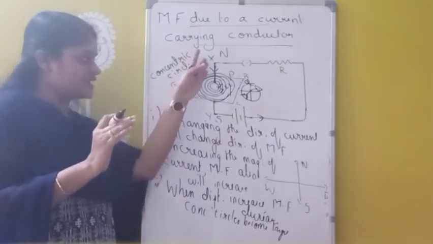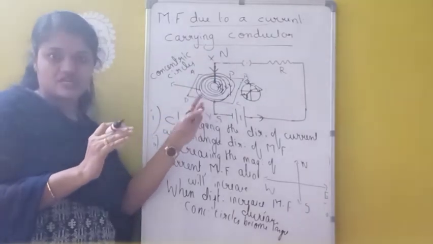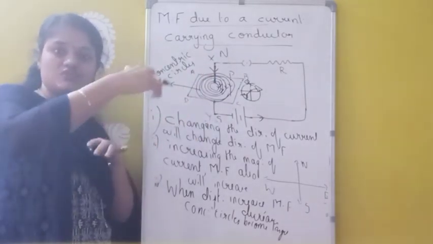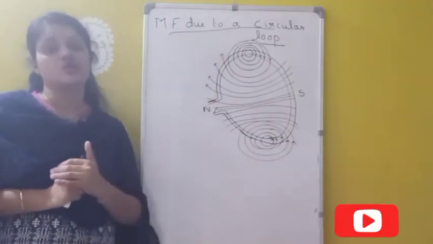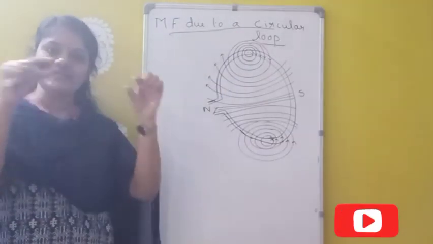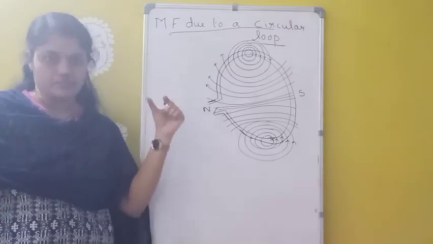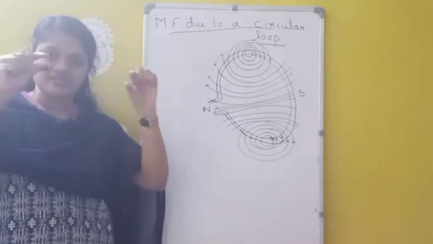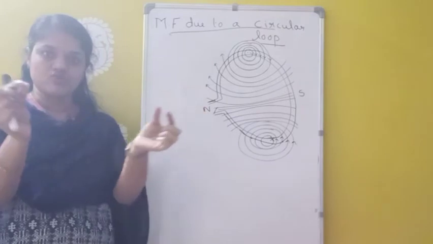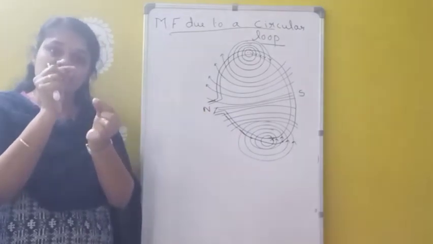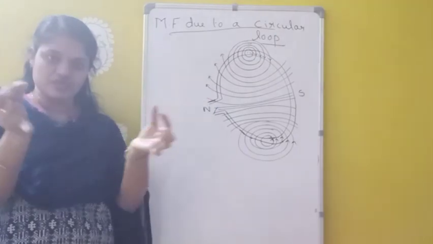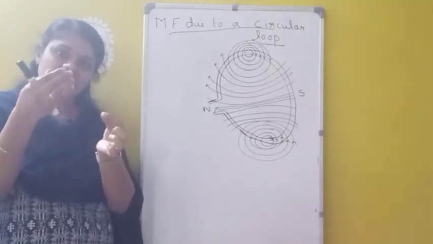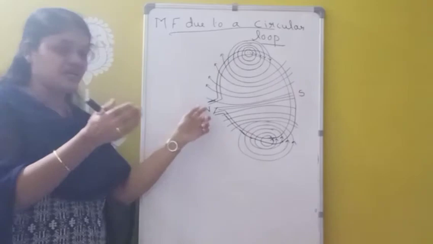So anyway, in the case of a straight current carrying conductor, what is the pattern of field lines? It is in the form of concentric circles. Magnetic field due to a circular loop. We know that a straight current carrying conductor behaves as a magnet, and if we bend this straight wire in the form of a loop, the strength of the magnetic field can be increased. And that is what we are doing here also.